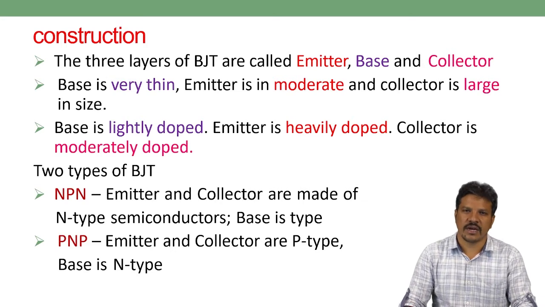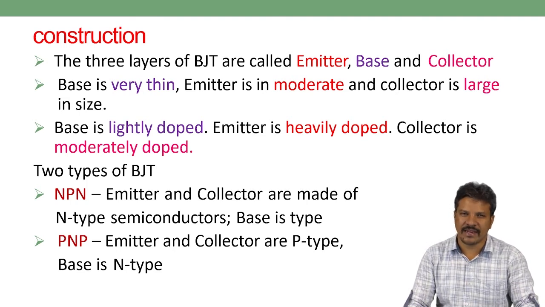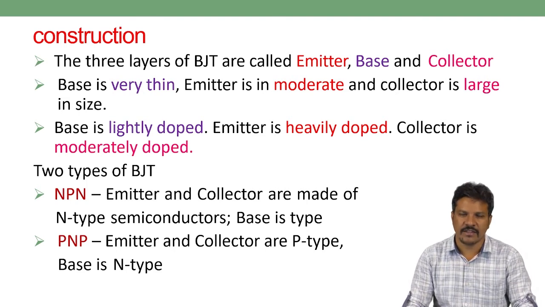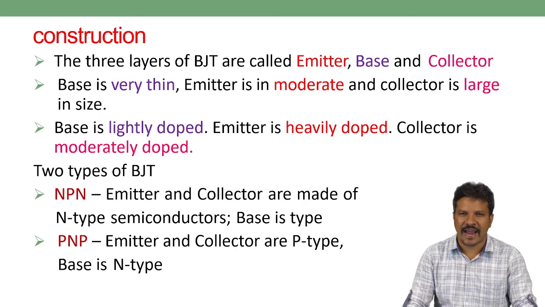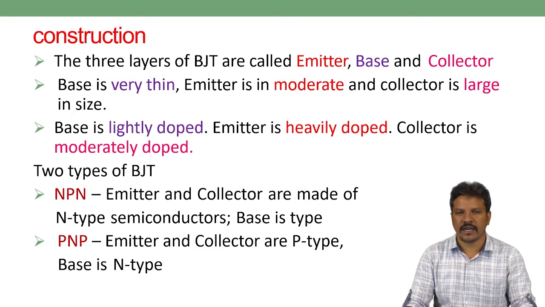Coming to the construction of BJT. This construction is very important, and very interesting how they design a 3-layer device. When compared with the simple PN junction diode, it is quite different in construction and operation. Just adding a third layer is quite important to possess the important characteristics of the BJT. Let us see the construction of this BJT. It has 3 layers, which are called emitter, base, and collector.